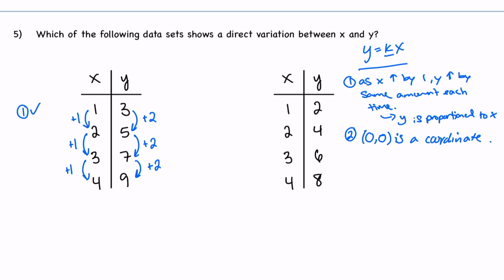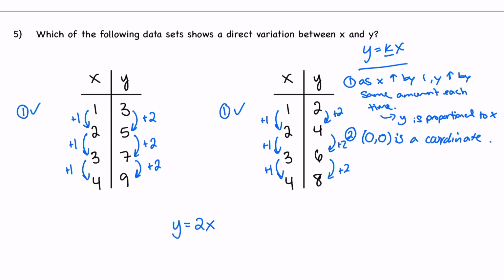Now let's look at our second data set. As we increase by 1 on the x side, we also increase by 2 on the y side. And this also continues. So this one also passes the first test. So if we're increasing by 2 on the y side with every increase of 1 on the x side, that means our k value would be 2.